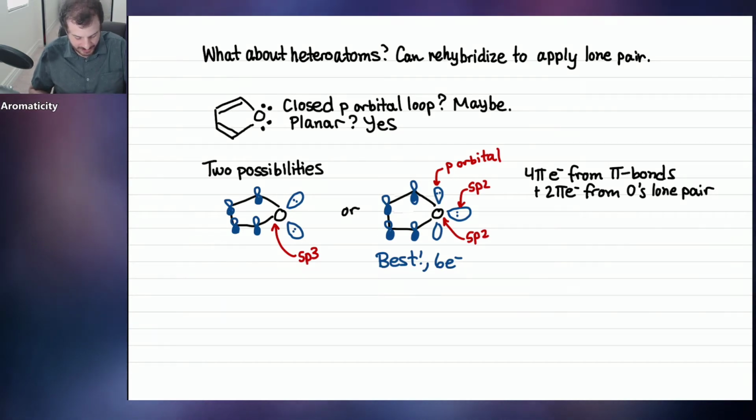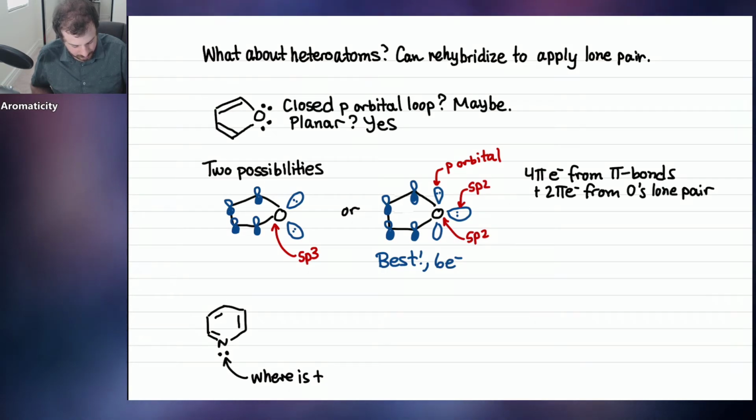Let's take a look at another example. Here is pyridine. The question is, where is this lone pair? Well, it depends if the aromatic system needs it. Depends if the pi system needs it. Take a look at how many p electrons there are without the lone pair. There's 1, 2, 3, 4, 5, 6. 2 for each pi bond. So it already has 6 electrons.